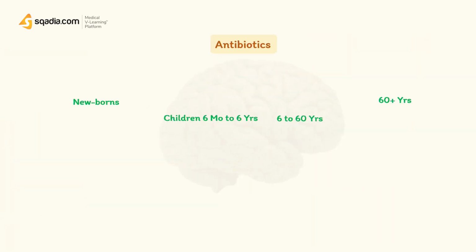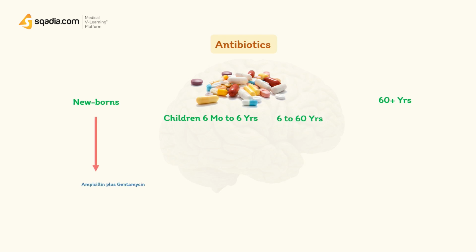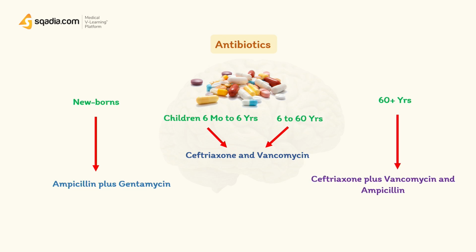Now moving on to the general outline of antibiotics given in meningitis. For newborns, we give ampicillin plus gentamicin. For children and adults up to the age of 60, we give ceftriaxone and vancomycin. And in elderly patients, we give ceftriaxone plus vancomycin and ampicillin.